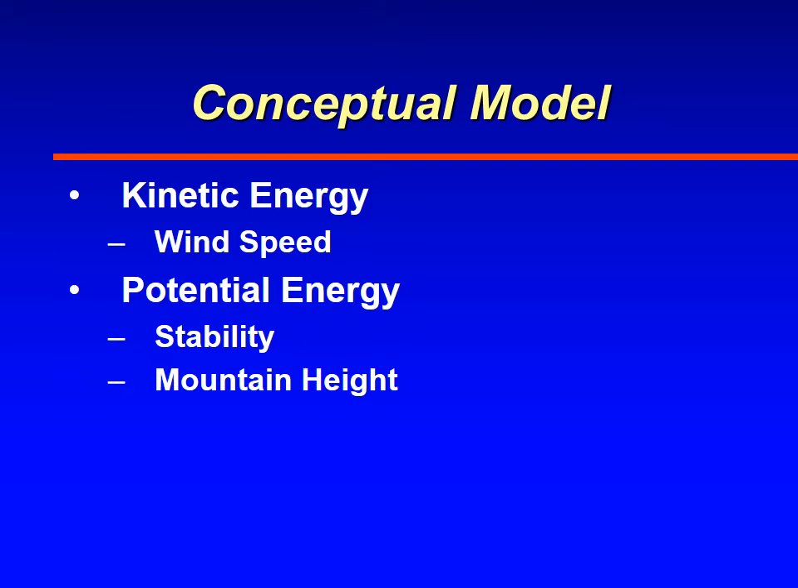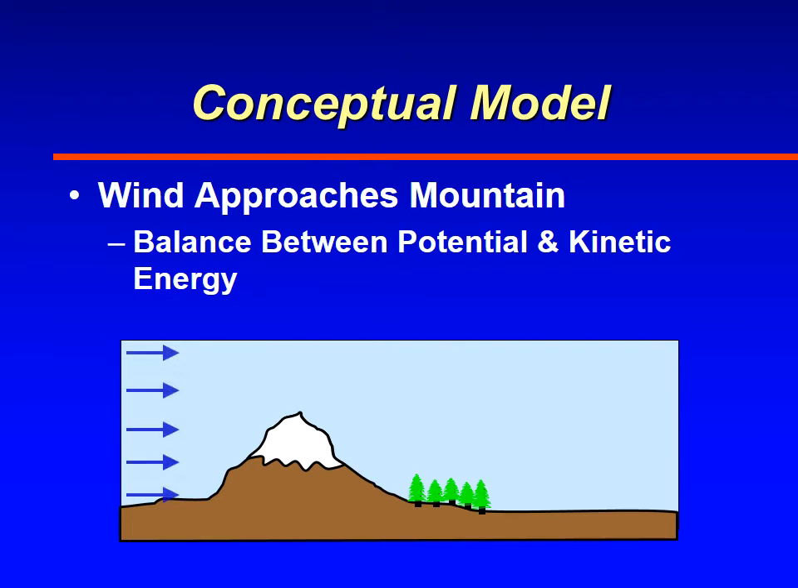So first off, let's take a look at wind approaching a mountain. As the wind approaches the mountain, what is it going to do? Well, it depends upon how much kinetic energy that wind has, and also upon the height of the mountain, which determines the air's potential energy, and also the stability of the atmosphere. The atmosphere tends to resist air that's going up if it's stable. So that also relates to the potential energy.